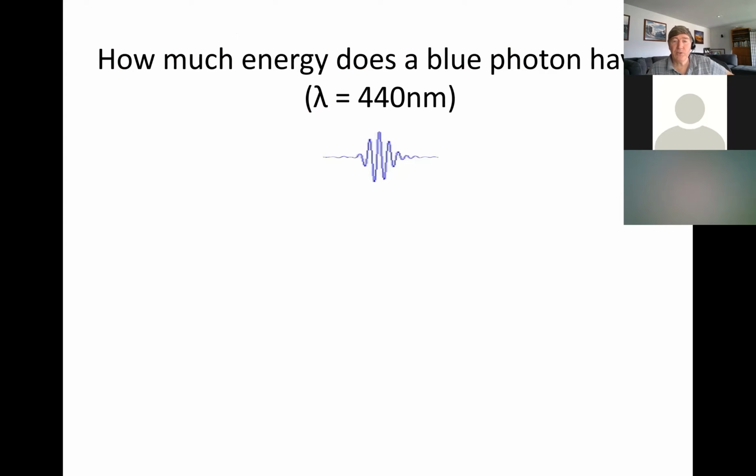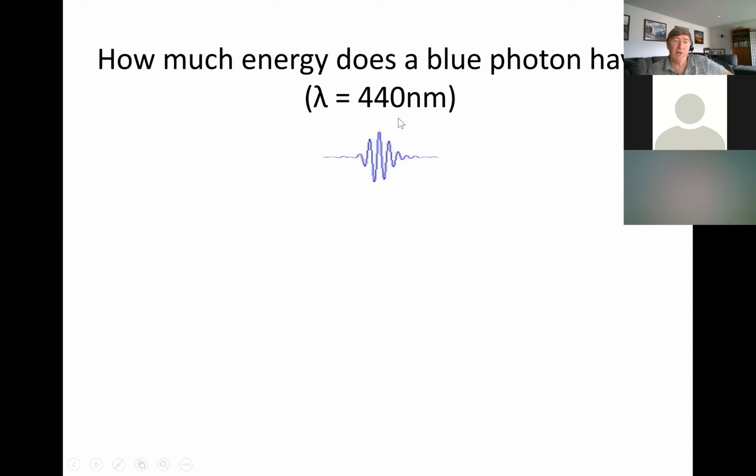So let's suppose that one of your homework problems says, how much energy does a blue photon have? And they're going to have to tell you the wavelength because, you know, there's different shades of blue. Remember the lasers that we worked with? We called them blue lasers, but they weren't really blue. They were really more purple. Their wavelength was around 410. Okay, so let's say that we go to something that actually is blue, and that's 440 nanometers.